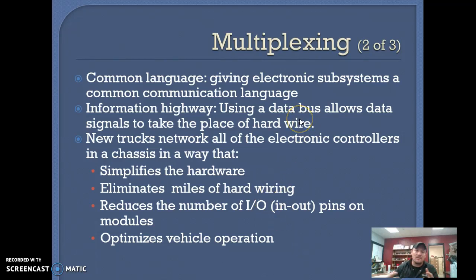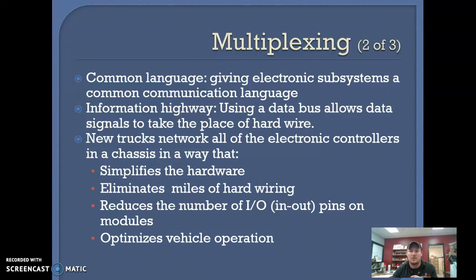All right, so obviously multiplexing, for it to work, it has to communicate in a common language. That common language is bits and bytes, zeros and ones, right? It also has to communicate on the same highway. So in other words, for all these different computers to communicate, they all have to communicate in one central location. You can't just have the ECM communicating with the transmission, and then the transmission communicating with the brakes, and then the brakes has to communicate with only the engine. I mean, it doesn't work that way.